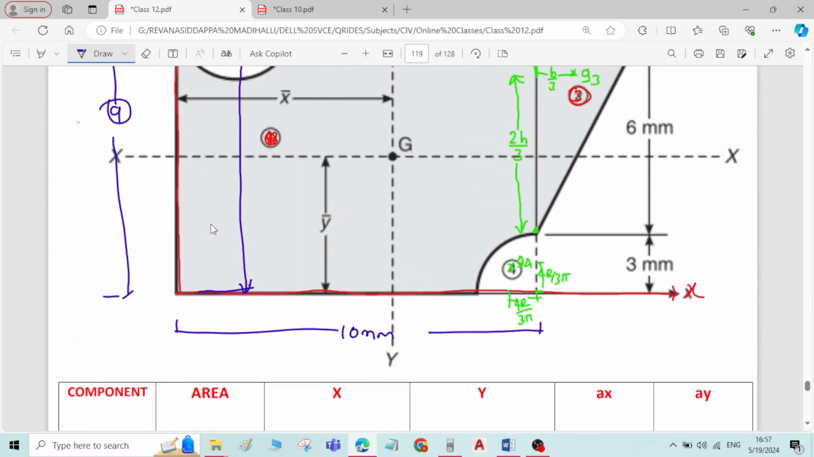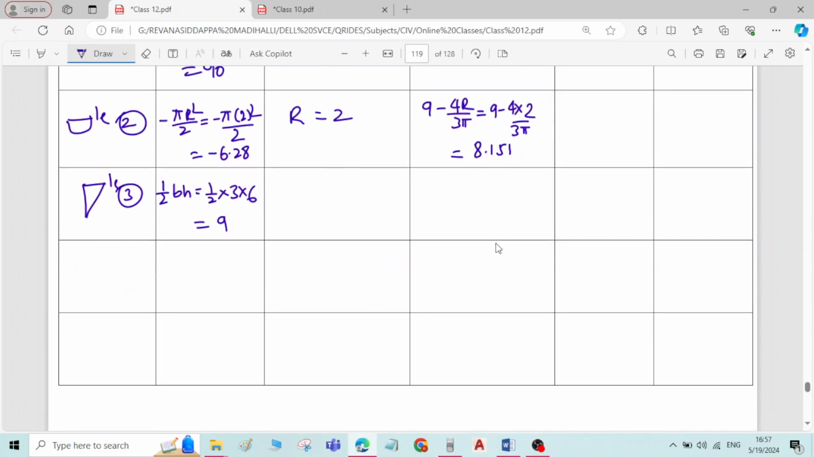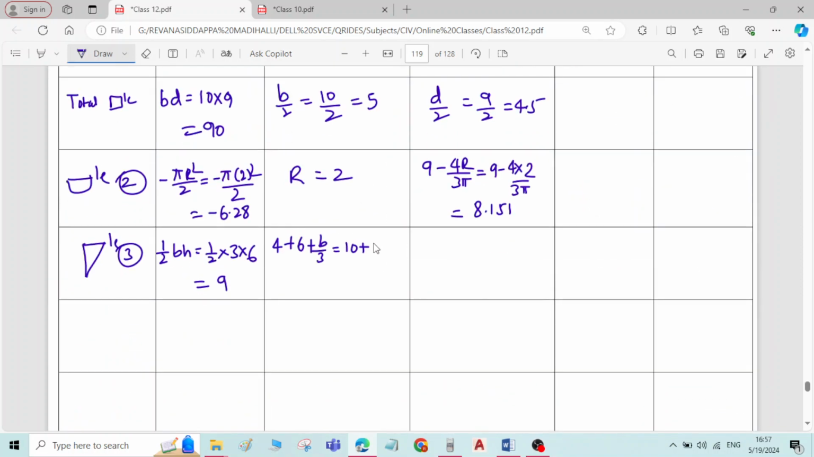Then coming to the x value for right angle triangle, means distance of G3 from reference y axis, this distance. It is 4 plus 6 plus b by 3, total 10 plus b by 3. 4 plus 6 plus b by 3, 10 plus 3 by 3, which gives 11 mm.